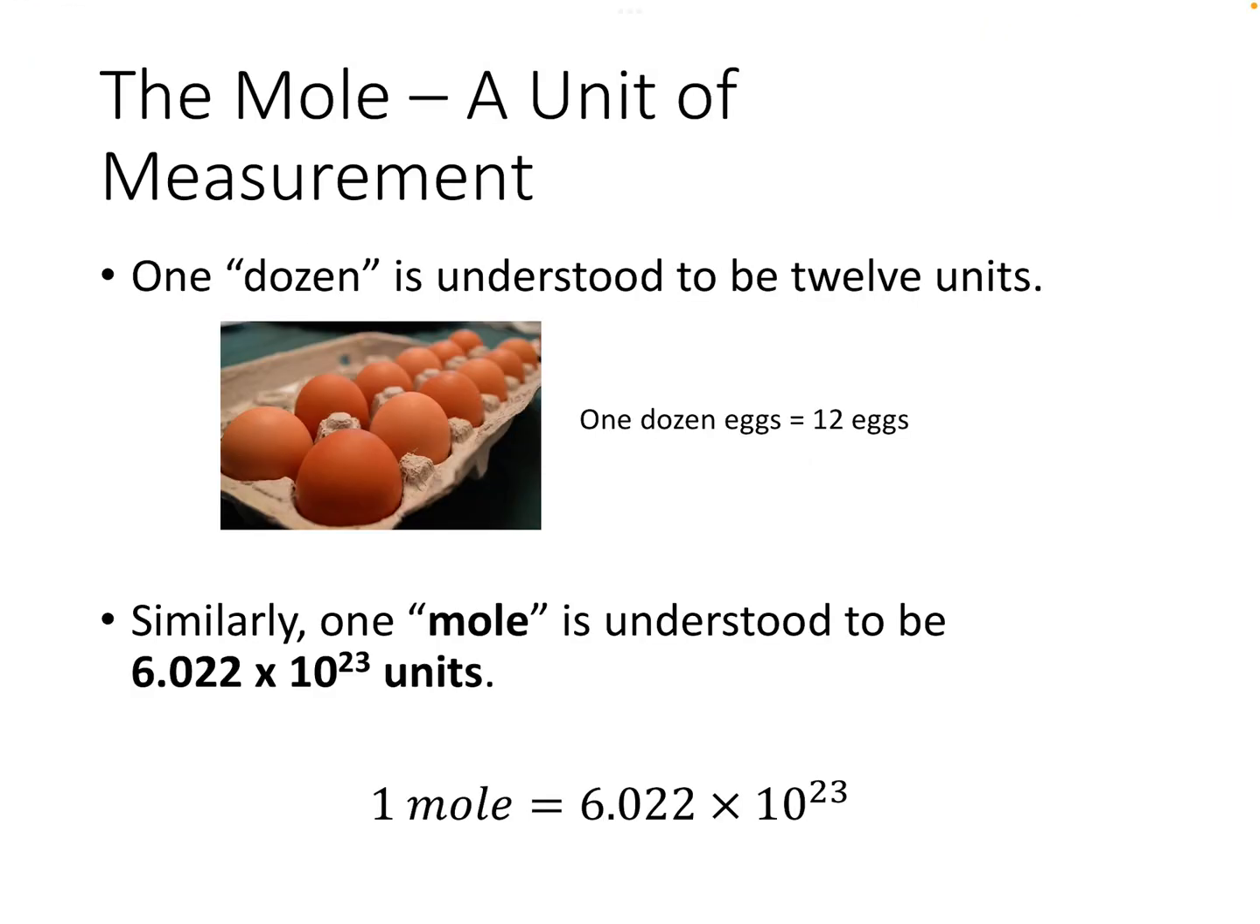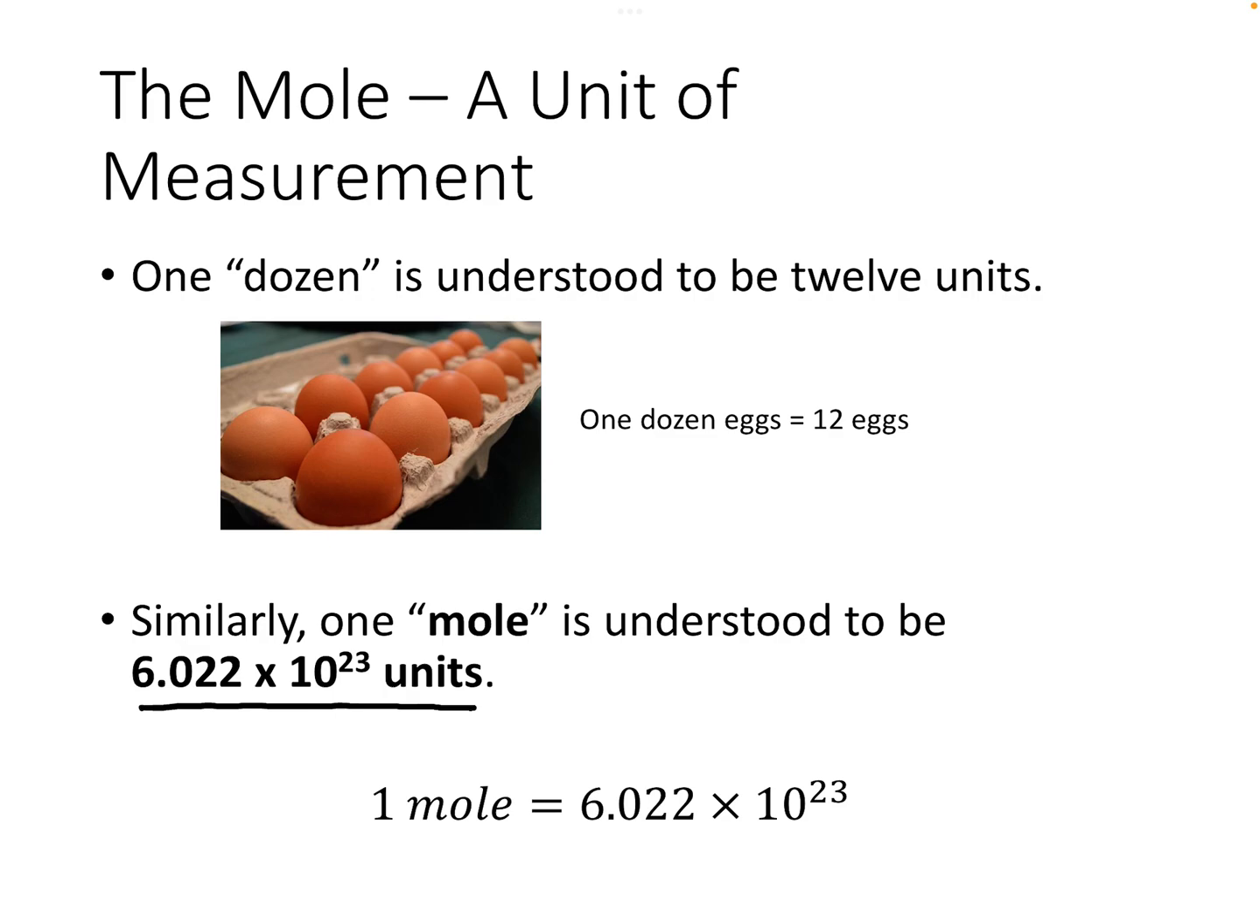Now first, let's talk about what a mole actually is. This is a unit of measurement, just like anything else that we've been using. It's a very specific type of unit though. It's really similar to 1 dozen. If we tell somebody to pick up a dozen eggs at the store, we know that they mean pick up 12 eggs at the store. And the same goes for a mole. A mole is equal to a very specific amount of something. So a mole is understood to be 6.022 times 10 to the 23rd units.